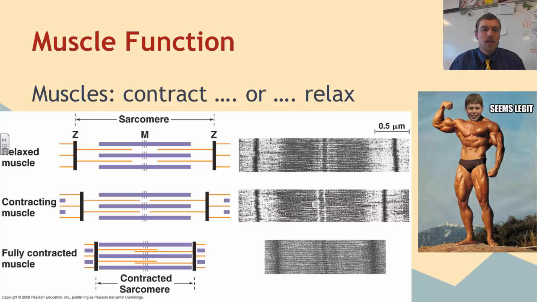So muscles either contract or relax. Those are the only two things that they do, and they only do that in one kind of direction. And when we take a look at skeletal muscles, they are broken up into units called sarcomeres, and the sarcomeres have these delineations. You don't really need to worry about that so much. The thing you need to worry about is the myosin and then the actin. So the myosin, those are the thick filaments, and then the actin are the thin filaments.